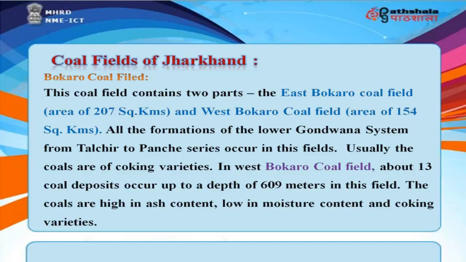Bokaro coal field. This coal field contains two parts: the East Bokaro coal field, area of 207 square kilometers, and West Bokaro coal field, area of 154 square kilometers. All the formations of the lower Gondwana system from Talcher to Panchet series occur in these fields. Usually, the coals are of coking varieties. In West Bokaro coalfield, about 13 coal deposits occur up to a depth of 609 meters. The coals are high in ash content, low in moisture content, and coking varieties.